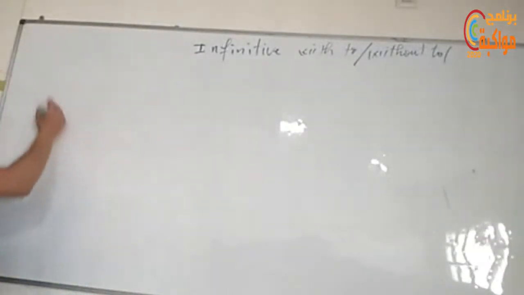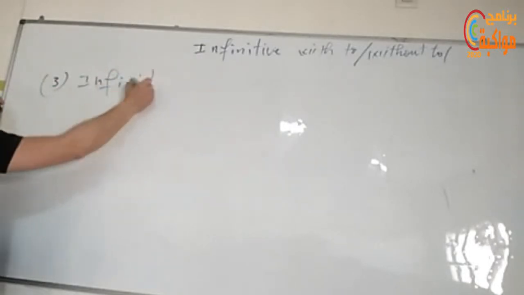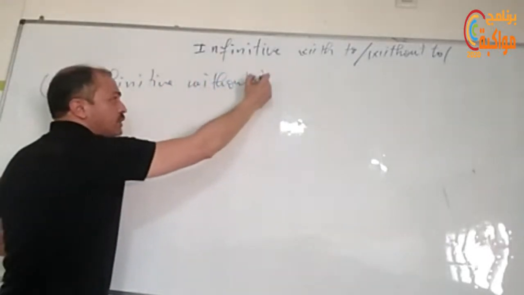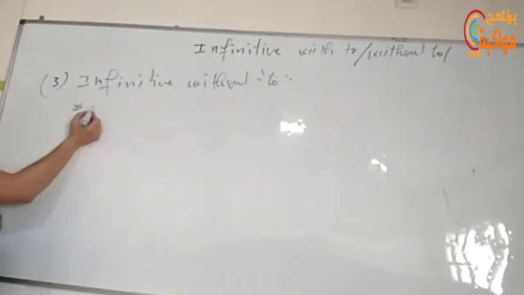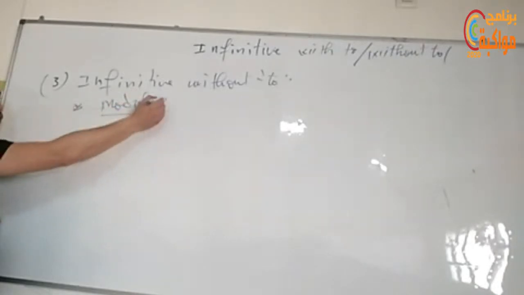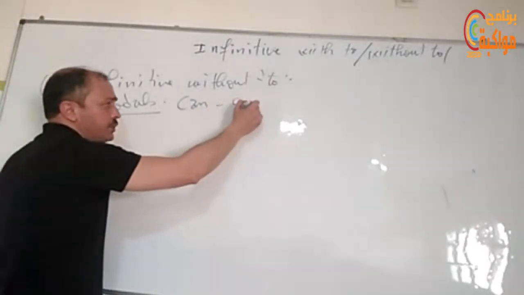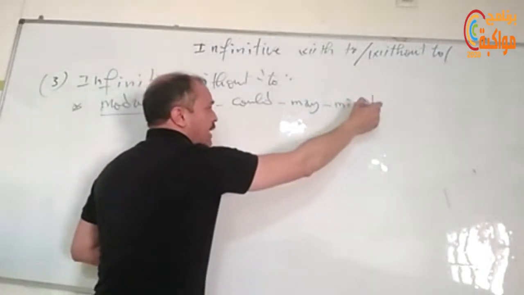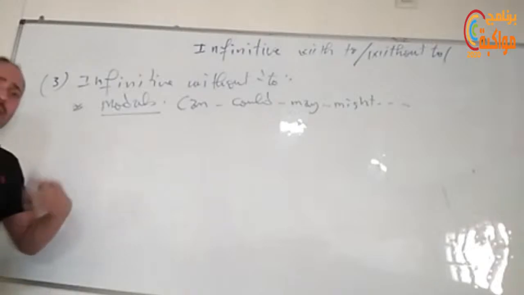Don't worry. The third use is the infinitive without to, not with, but without to. So after modals. And of course, you know what modals are: can, could, may, might, etc. And if we have enough time, we're going to deal with modals.